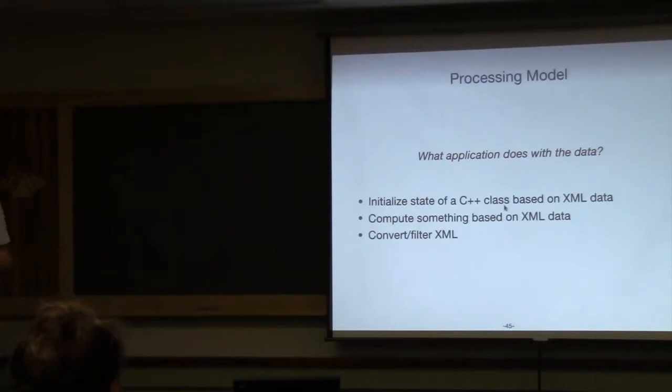Well, we could load a state of a C++ class from XML, right? Or we could compute something based on the data stored in XML without creating any kind of in-memory representation whatsoever. Or we could convert or filter the document without really understanding anything about the data. For example, we could sort all the attributes to be in alphabetic order. Not that many options. Can anyone think of anything that doesn't fit in here?